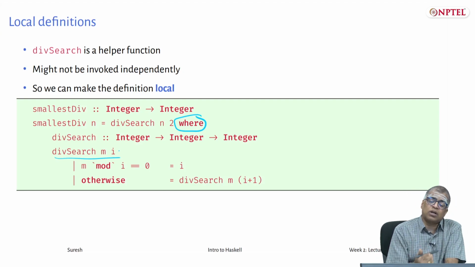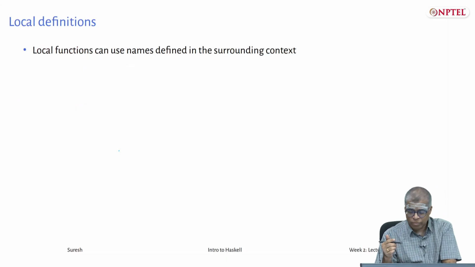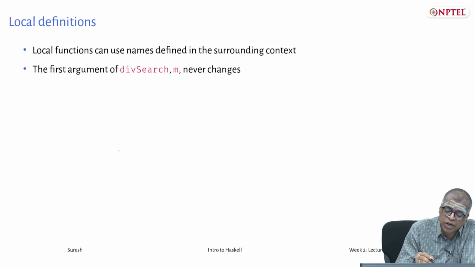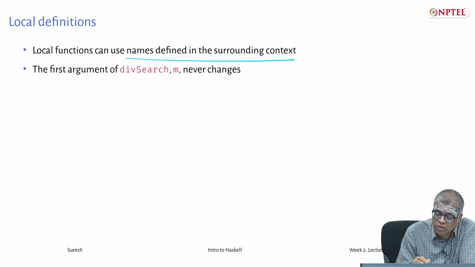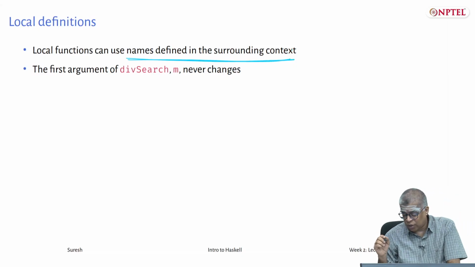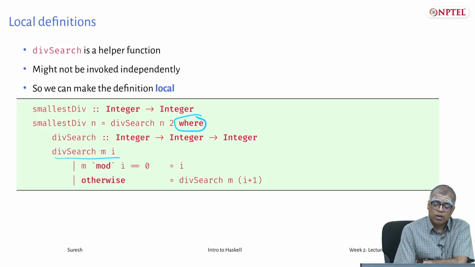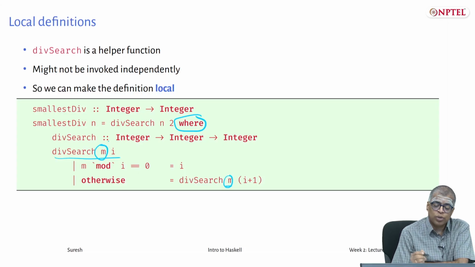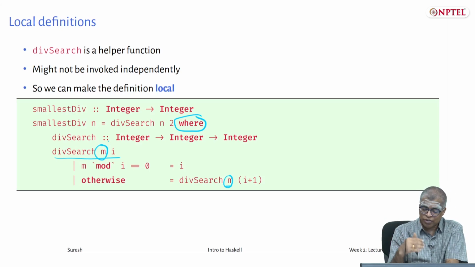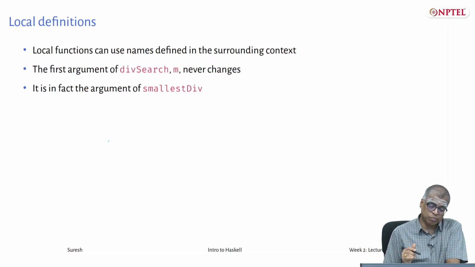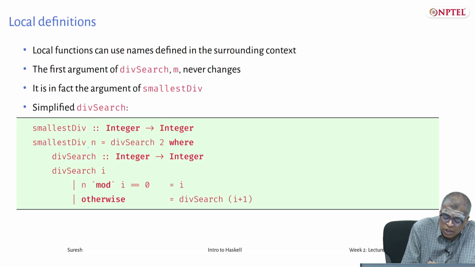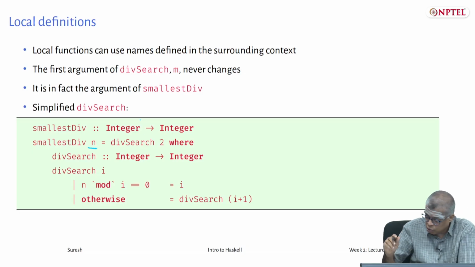Here there is another improvement possible, but before that let us look at this improvement. Local functions can use names defined in the surrounding context. So if you go back and look at the definition here in div search m i, you make a recursive call to div search m i plus 1, but the m does not change at all. So it does not feel like there is a necessity to carry this extra argument around all the time in the definition itself. What is this m? In fact, smallest div n calls div search n 2. Let us go back here.